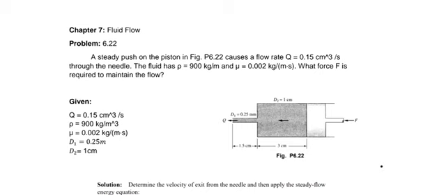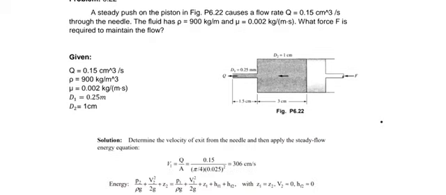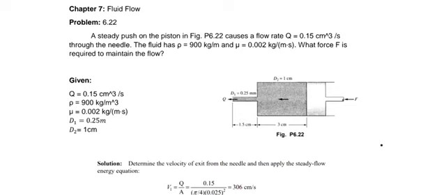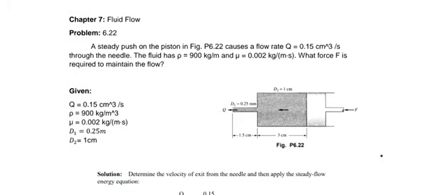First, we are going to determine our given. We have our flow rate, 0.15 cubic centimeter per second. Our density is 900 kilogram per cubic meter, and our viscosity is 0.002 kilogram per meter per second. For our diameters, we have distance d1 of 0.25 millimeter, and distance d2 of 1 centimeter.